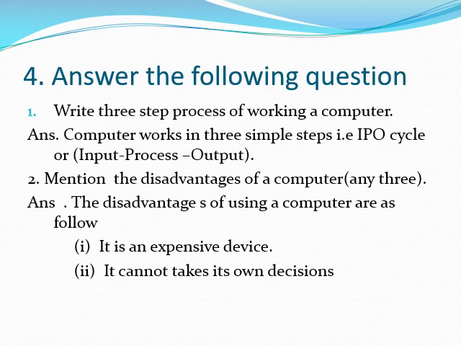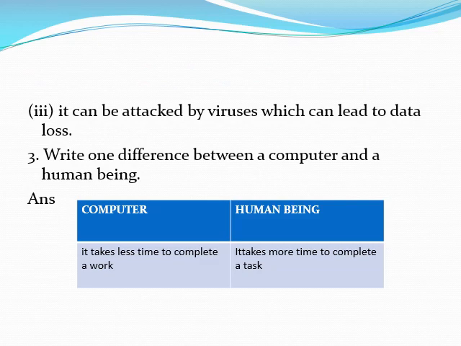Question number 4. Answer the following. 1. Write the 3-step process of working in a computer. Computer works in 3 simple steps, that is IPO cycle: input, process, output. Question 2. Mention the disadvantages of a computer. Any 3. The disadvantages of using a computer are as follows. 1. It is an expensive device. 2. It cannot take its own decision. 3. It can be attacked by viruses which can lead to data loss.